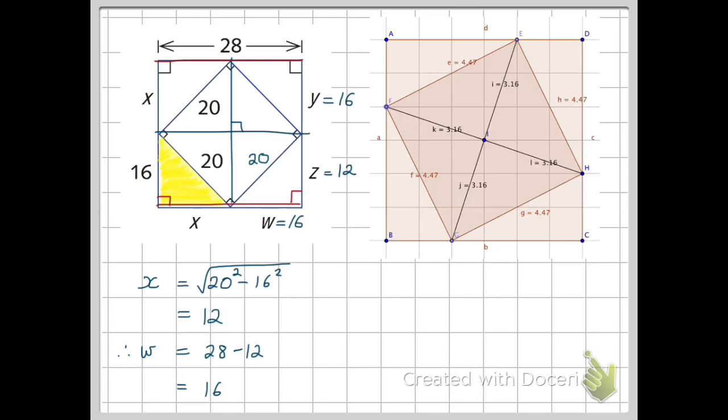Interesting question, very misleading because of the way the diagram was drawn. Looked like there was symmetry when in fact there isn't.